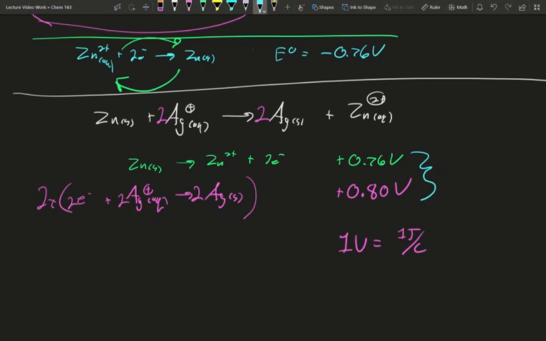What is the overall voltage for my zinc silver cell? 0.76 plus 0.80 for 1.56 volts. So indeed, silver wanted electrons more than copper. And so when both of them tried to take from zinc, we find that the silver takes with more force. It has a greater voltage, a greater electric potential.